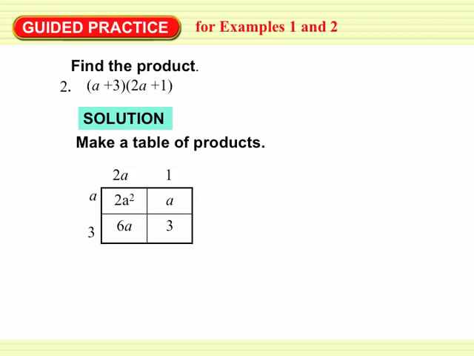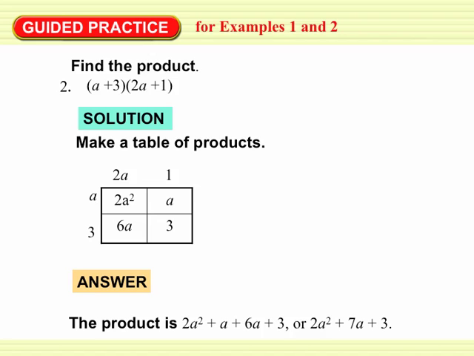When we make this table of products, we see that what we get is 2a squared plus a plus 6a plus 3. And then we combine the like terms, the a and the 6a, together those make 7a, to get 2a squared plus 7a plus 3.